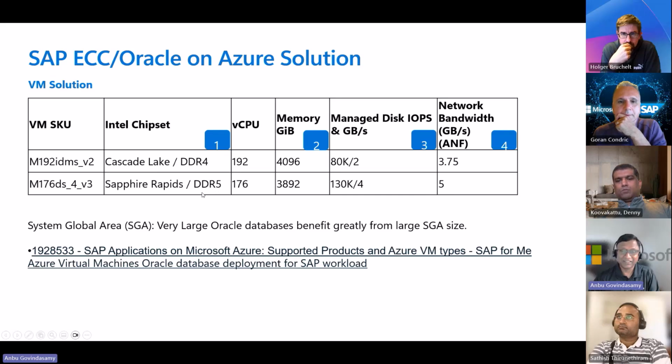That's number one. So the 176 SKU has approximately similar RAM, even a little bit less RAM, and a little bit less CPU, but the overall performance is still better because the CPU is faster and the memory is faster too.